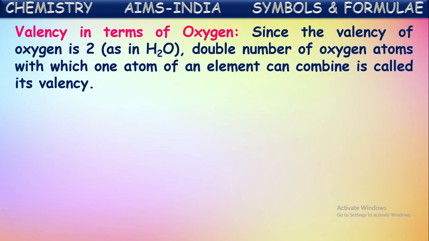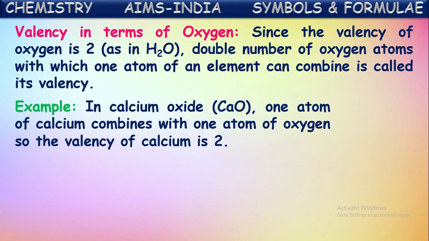So it is taken as a fixed value, or a standard. By taking it as standard, the valencies of other elements are measured in terms of oxygen. So in terms of oxygen, valency can be defined as double the number of oxygen atoms with which one atom of an element can combine. Suppose an element is combining with x oxygen atoms, then its valency will be 2x. Let us see an example for this also.